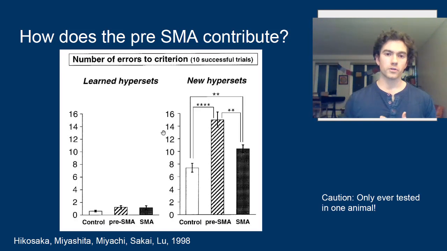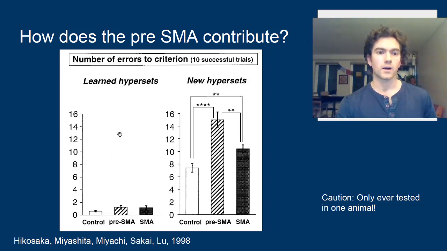So they did the same muscimol injection method. Now, I'm going to caution you, this was only tested in one animal. So unlike in the stuff we've looked at so far, where 2 animals were tested, so you can have a little bit of replication going on, this is just one animal, so keep that grain of salt in mind. But we can see a pretty dramatic effect. So for learned hypersets, these are the ones the monkey's an expert on, no effect of these injections, either the pre-SMA or the SMA, doesn't matter. But then for new hypersets, we can see that the pre-SMA injections of muscimol have a really pretty dramatic effect where there's a much larger number of errors when injections are done into the pre-SMA than into the SMA.